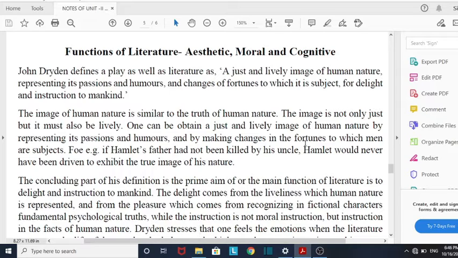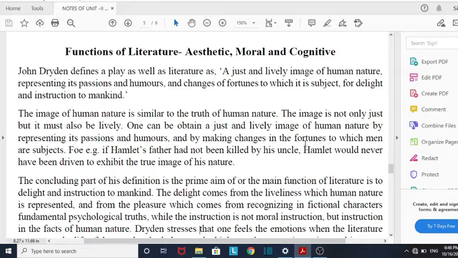Here we can say in the second paragraph of these notes, you can see that the image of human nature is similar to the truth of human nature. So image of human nature and the truth of human nature is actually equal according to John Dryden. So this image is not only just, okay, so are you getting what is the image and what is the truth of human nature? So image means what?